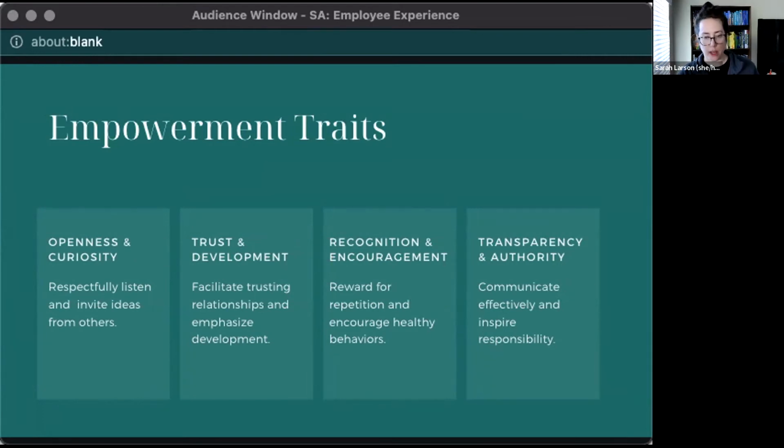Recognition and encouragement. Those things that are rewarded are repeated, time and time again. It started with Pavlov and his dogs. I don't know if any of y'all studied psychology, but Pavlov is a behavioral scientist, and he would reward dogs for doing things correctly. As you would train a dog or any animal, if you reward them, they'll repeat those behaviors.